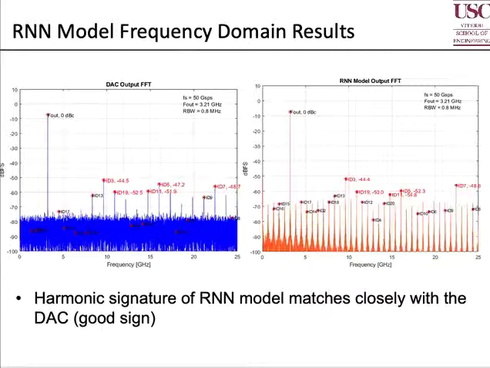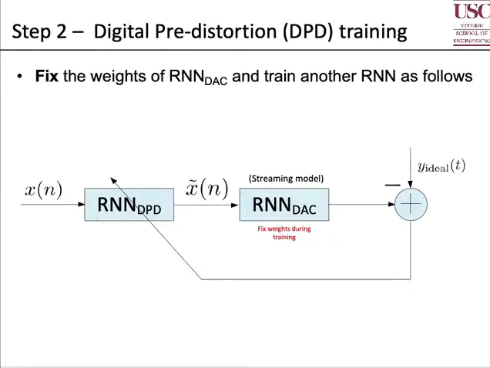So we can model the DAC. We're confident that we have a good model. And then what can we do with it? We can do something like in this diagram here, where to learn the digital pre-distortion engine, we can fix the RNN that we just learned, which models the DAC, and have an output target as y ideal. That would be the output of an ideal DAC, and we use that error to train this DPD engine.